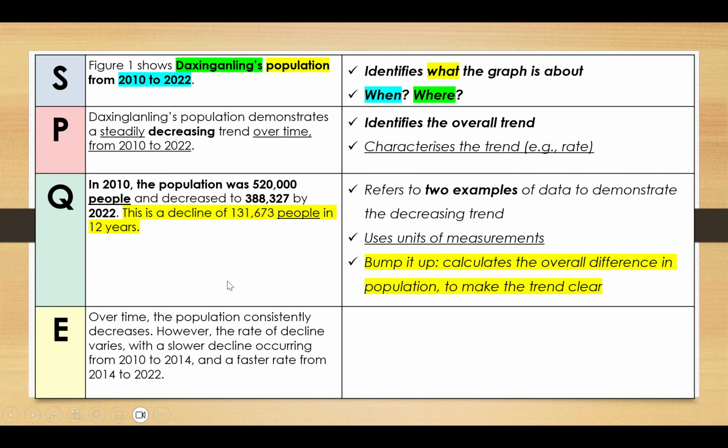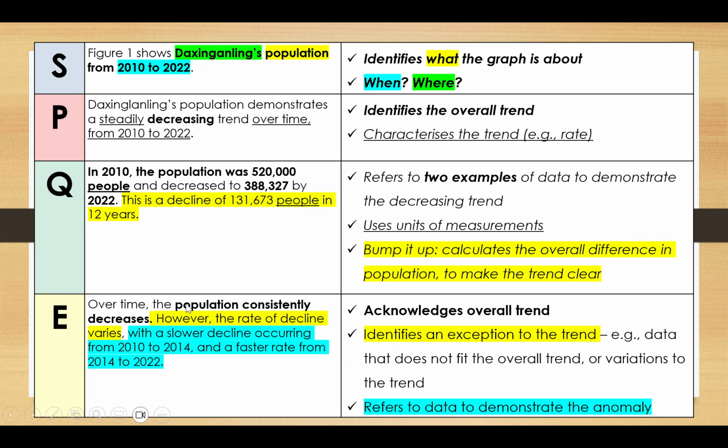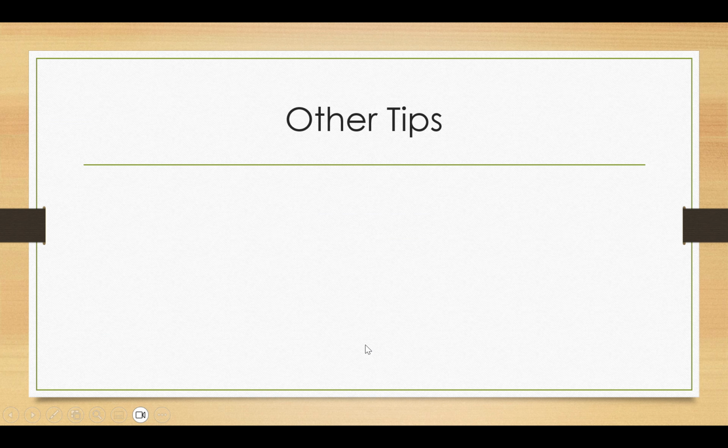And I bumped it up by calculating the overall difference in population to make that trend much more clear for people. In the exception section, I acknowledged that the trend was that it was consistently decreasing, but then I identified that the exception is that the rate of decline was varying, and I referred to data to demonstrate that anomaly, saying that it was a slower decline from 2010 to 2014, but then faster from 2014 onwards.